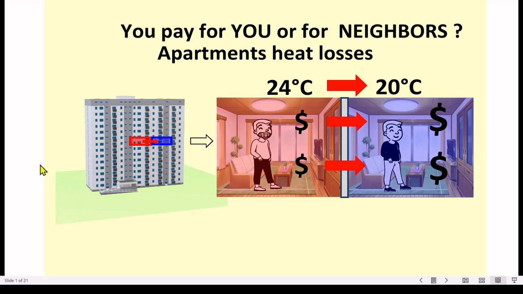In this tutorial, we will see how big the heat losses are from an unheated apartment to the neighboring unheated or less heated apartments. We will see how this increases the total consumption and total bill from the ideal situation when all neighboring apartments are heating at the same temperature.